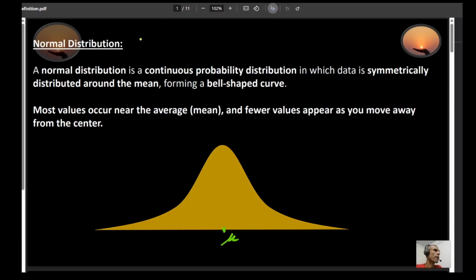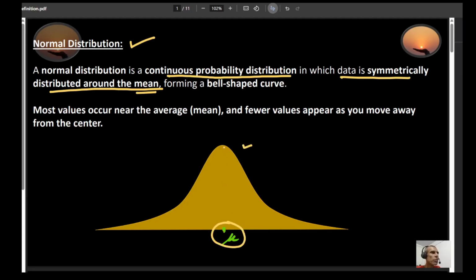Hello students, welcome back. So now we are going to be learning normal distribution. This distribution is a continuous probability distribution, and here your data is symmetrically distributed around the average value, around the mean value. And this is how it looks. If this is your mean value, your data would be distributed symmetrically, and it forms a bell-shaped curve. The reason it's called a bell-shaped curve is because if you look at it, it almost looks like a bell.